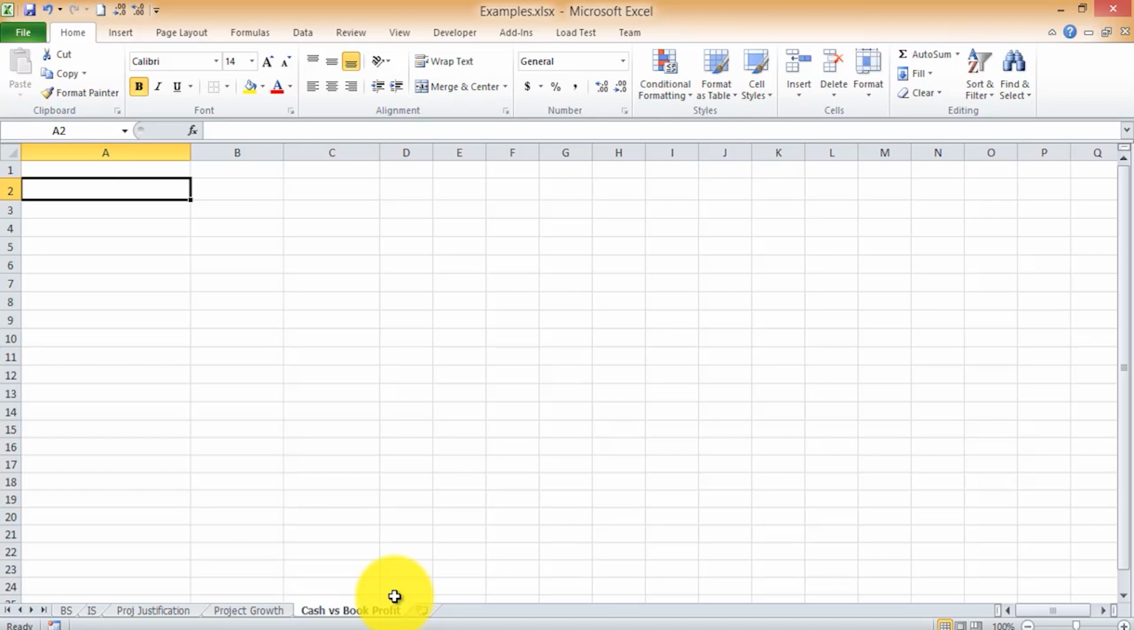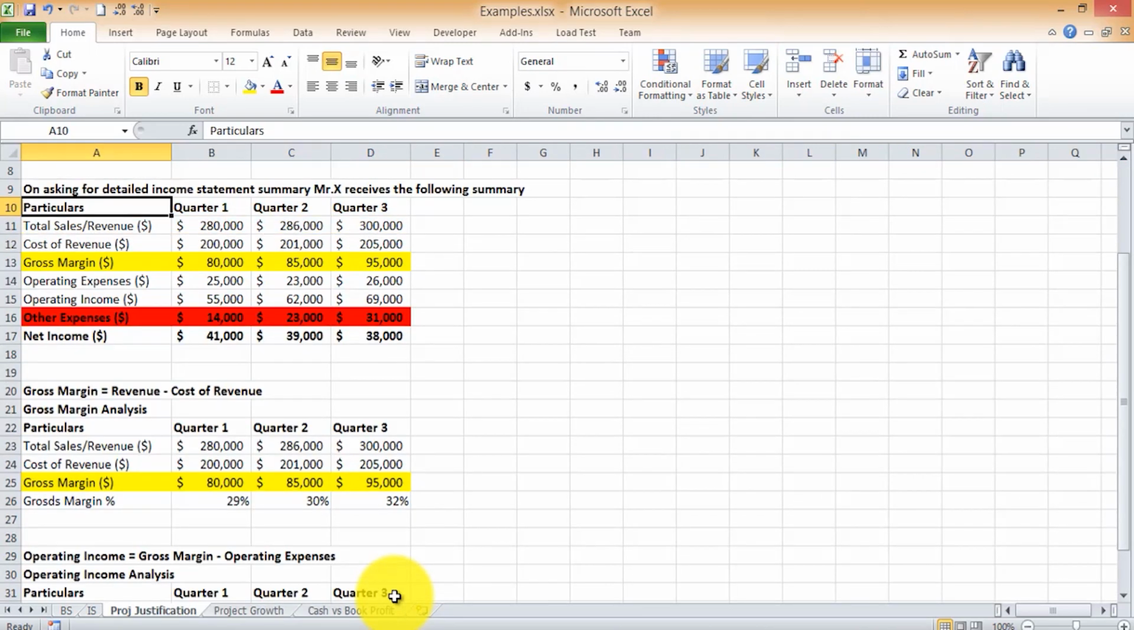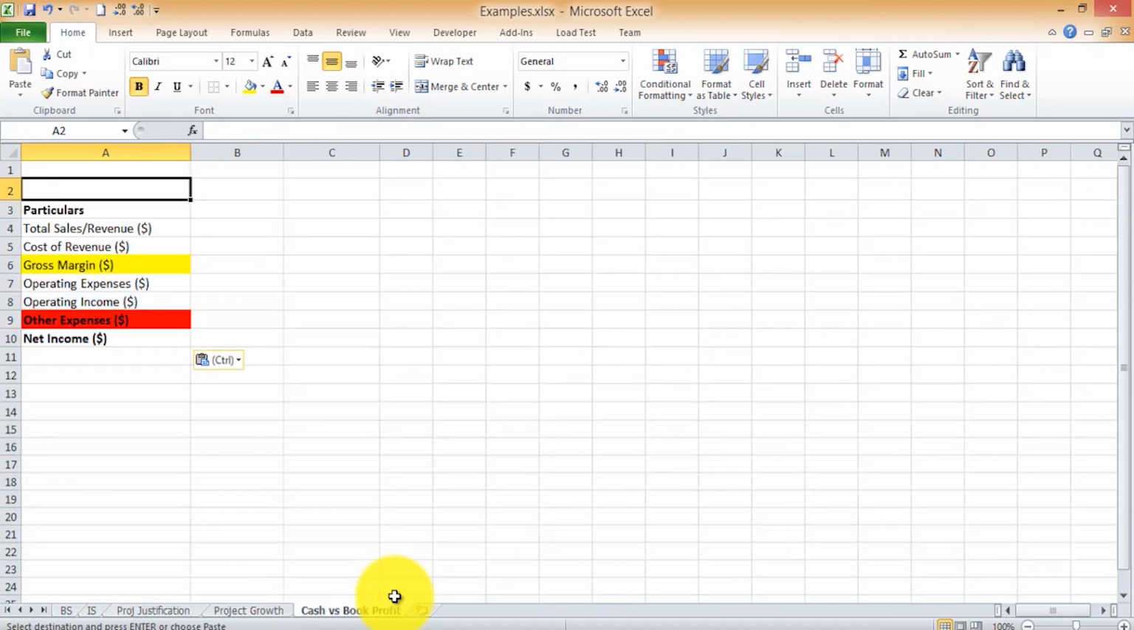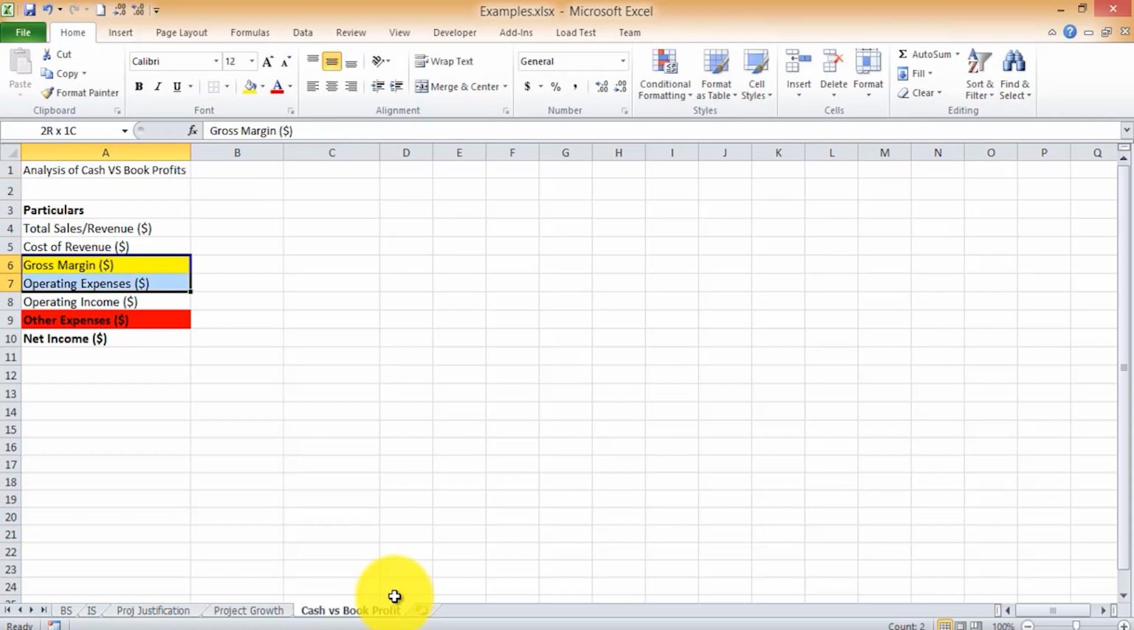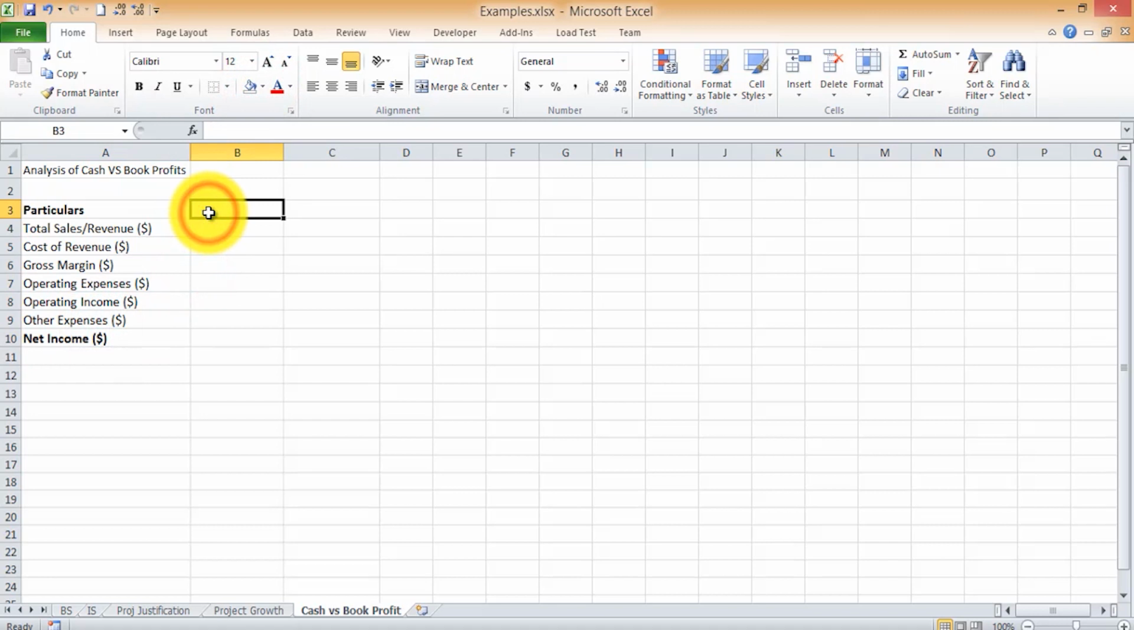Okay, so let us understand. We'll take the same line items over here. Book profits. Okay, just remove all the colors. We don't want anything fancy going on for this one. Here we have book profits. Here we have our cash profits.